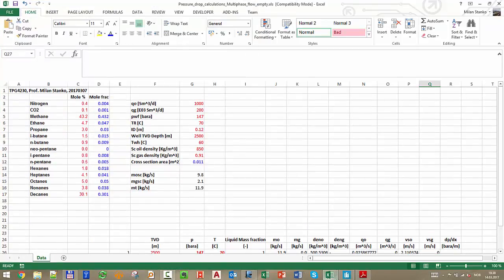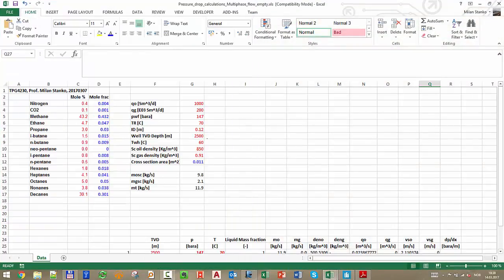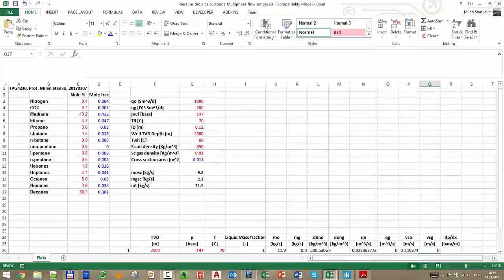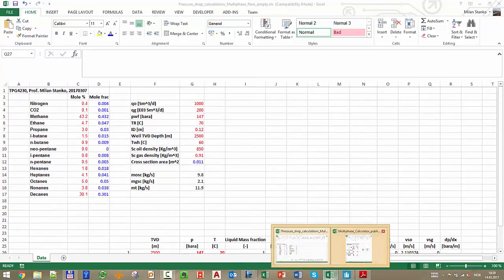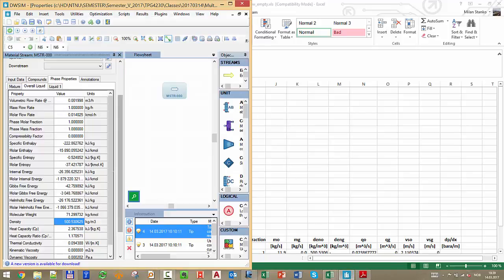Okay, so let's change that. I think, no, it's exactly that. And the roughness, I don't have the roughness, but with the roughness we use the same value that we had here. So these values are all okay. Now I need the density of the oil, that is 500.53, and the viscosity of the oil, that I can also take from this one.